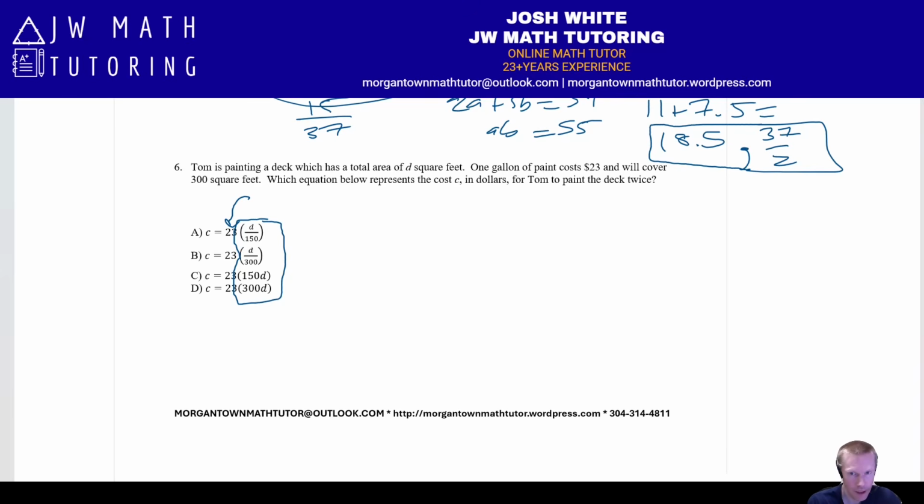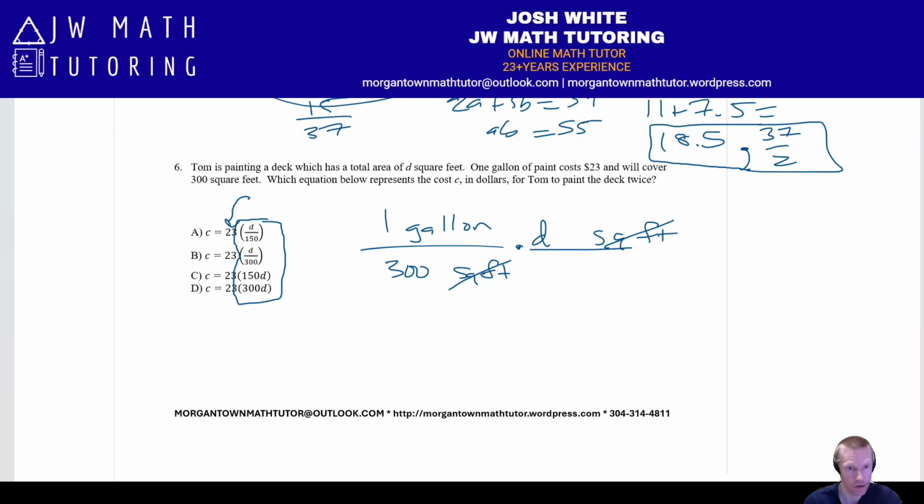So a gallon of paint covers 300 square feet. And you want to know what's the cost to paint the deck twice. So here's how I would look at this. 1 gallon covers 300 square feet. And I would basically use unit conversions. So the deck has d square feet. So multiply by that, the units cancel out. That means technically to paint the deck one time, it would be d over 300 gallons.